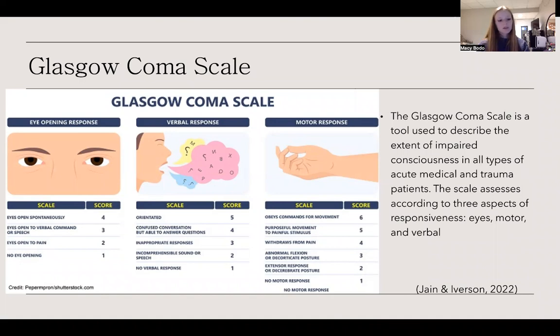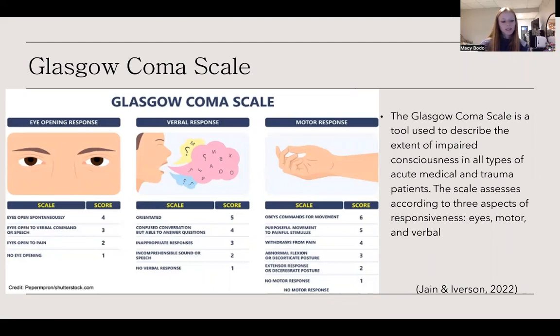For example, if the patient's eyes open spontaneously, they get a score of 4. If they open to verbal command or speech, they get a score of 3. If their eyes open to pain, they get a score of 2. And if they do not open their eyes at all, they get a 1. Each of the three categories gets a score, and then they are added up for a final score. The patient can have a final score between 3 and 15. Scores between 13 to 15 indicate mild injury. Scores between 9 to 12 indicate moderate injury, and anything 8 or less is severe and needs immediate treatment.